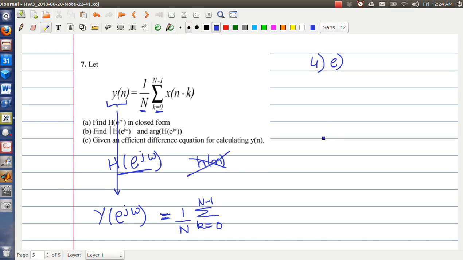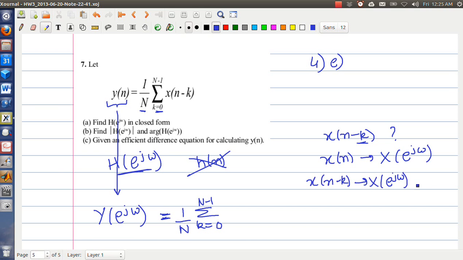What's the DTFT of x of n minus k? So if the DTFT of x of n was X(e^{jω}), this is a shift by k. So the DTFT of x of n minus k should be X(e^{jω}) e^{-jωk}, right? So the DTFT of this term is X(e^{jω}) e^{-jωk}.